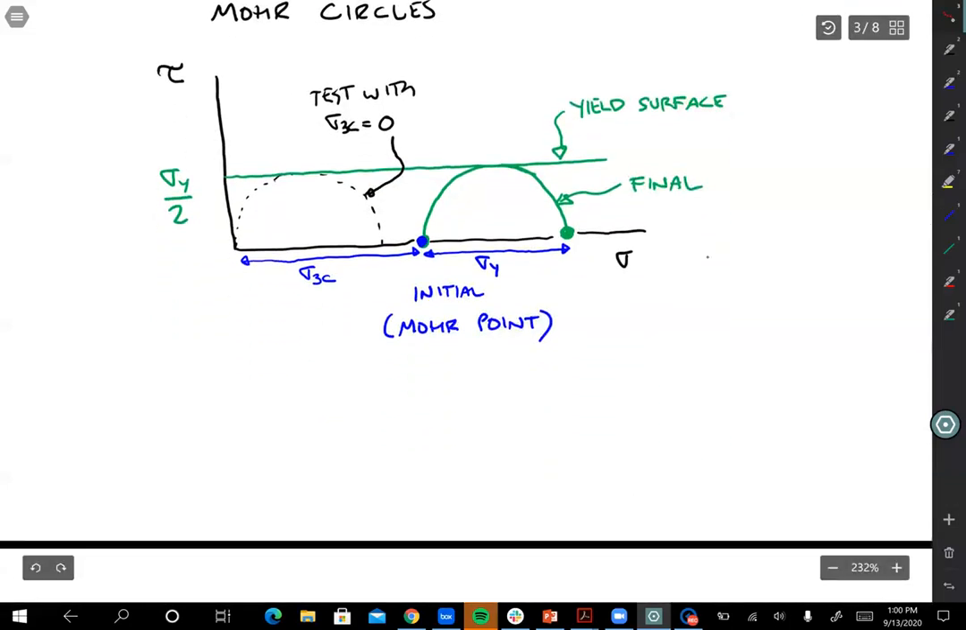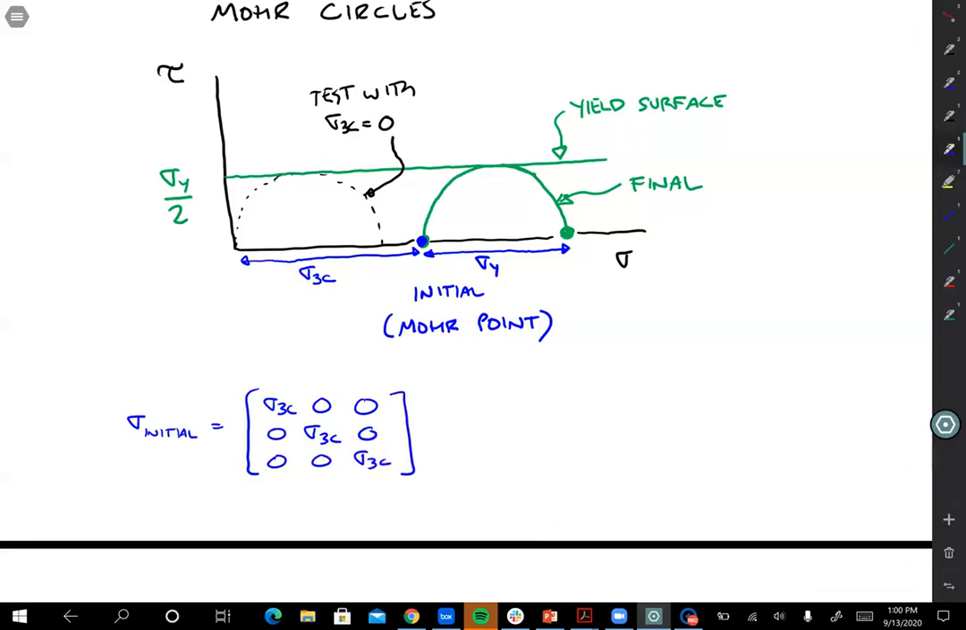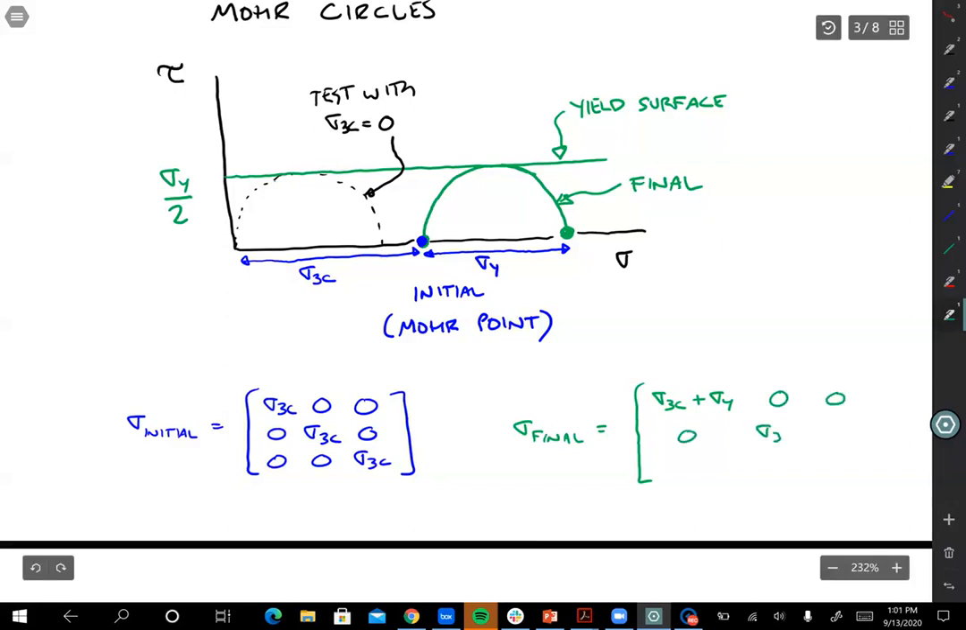So we could even draw those stress tensors out. Let's do it. Sigma initial is equal to, we would have sigma 3c, 0, 0, 0, sigma 3c, 0, and then 0, 0, sigma 3c. Right? So the stress is the same in all directions, and there's no shear stress imposed. All right, and then we would have sigma final. I'll put it in green. In this case, we have sigma 3c plus sigma y. That's the first component. And then we would have 0, 0, and then 0, sigma 3c, 0. Redraw it here. And then we would have 0, 0, sigma 3c.